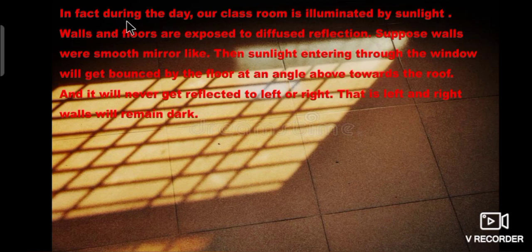In fact, during the day, our classroom is illuminated by sunlight. Walls and floors are exposed to diffused reflection. Suppose walls were smooth, mirror-like, then sunlight entering through the window will get bounced by the floor at an angle above towards the roof, and it will never get reflected to left or right. That is, left and right walls will remain dark.